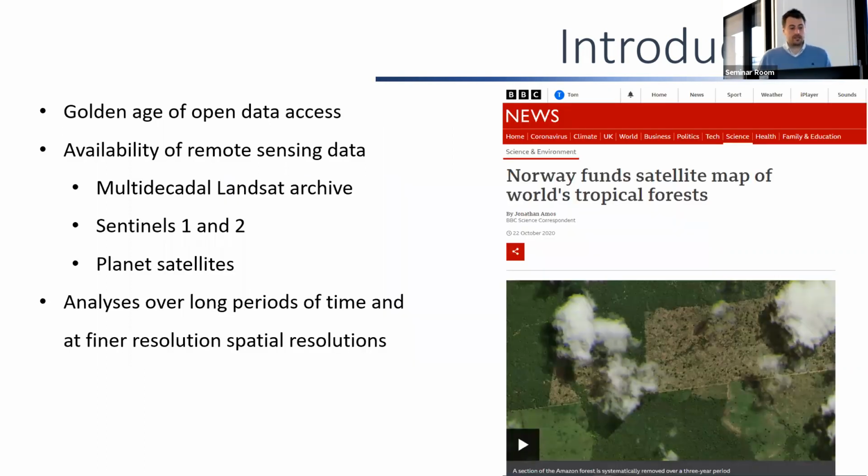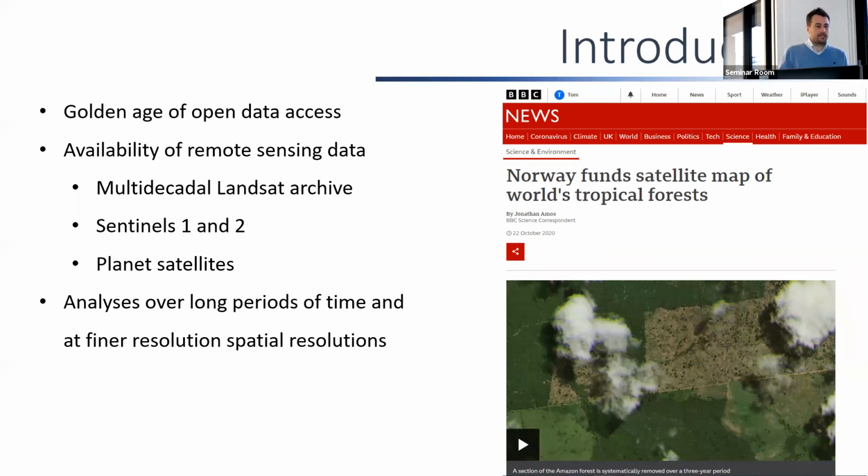This can be things such as the multi-decadal Landsat archive going back into the 70s, or higher resolution imagery, such as the more recent Sentinel-1 and Sentinel-2 data from the European Space Agency, and even finer resolution, the Planet satellites.